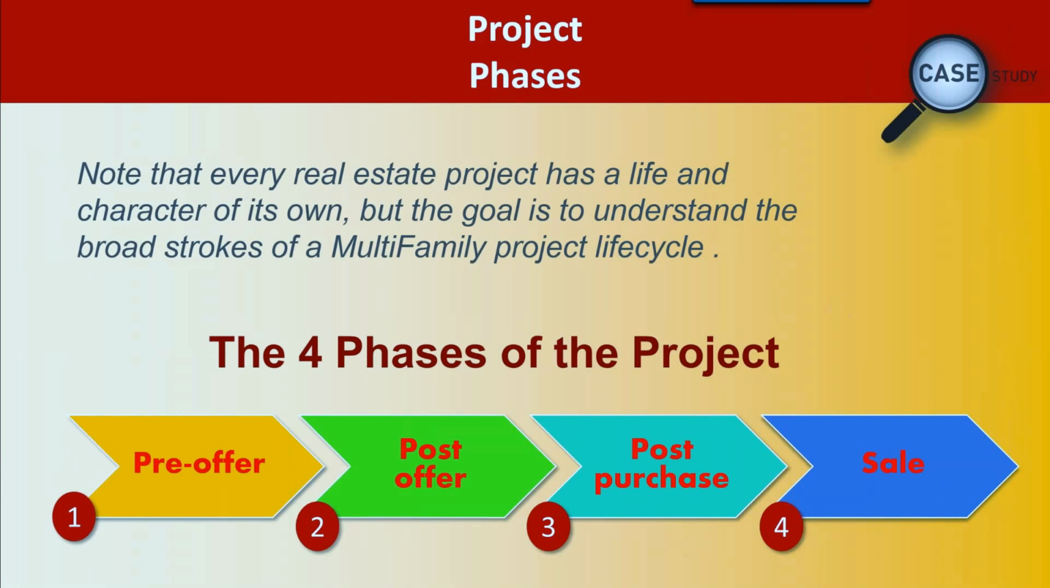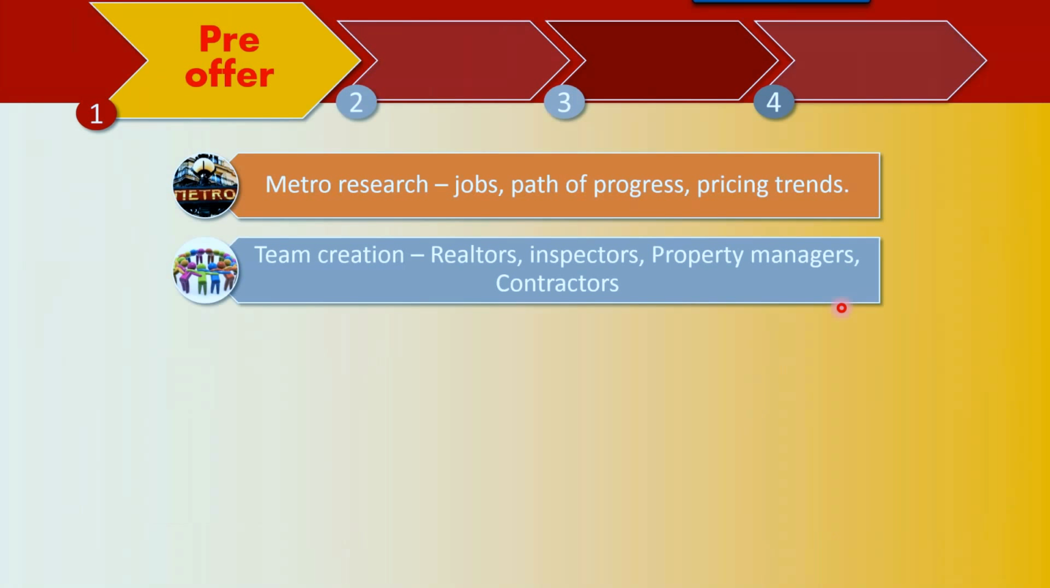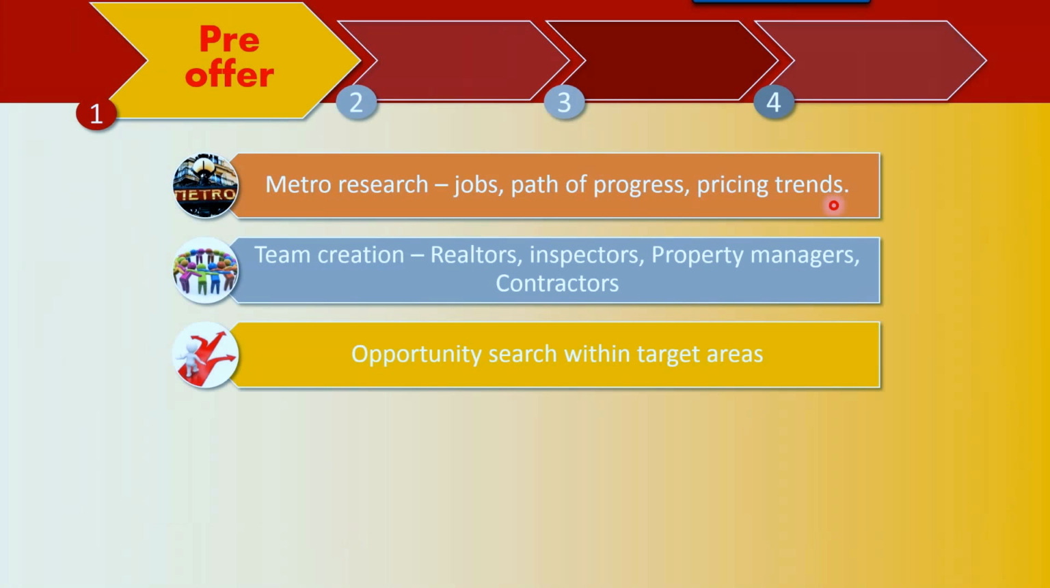Project phases. There are four phases of a multifamily. We go in, we start researching the metro. Where are the jobs? Where's the path of progress? What are the pricing trends? Then we create a team: realtors, inspectors, property managers, and contractors.